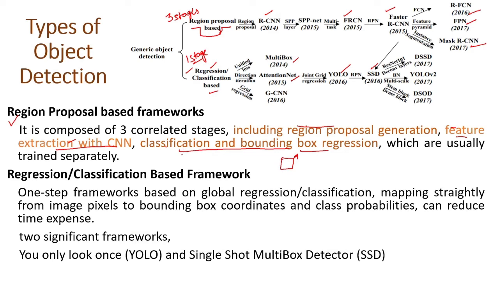of category it is. And these three models are usually trained separately. We have to separately train these three models. So basically it has three models. So first I will tell you what is region proposal generation.